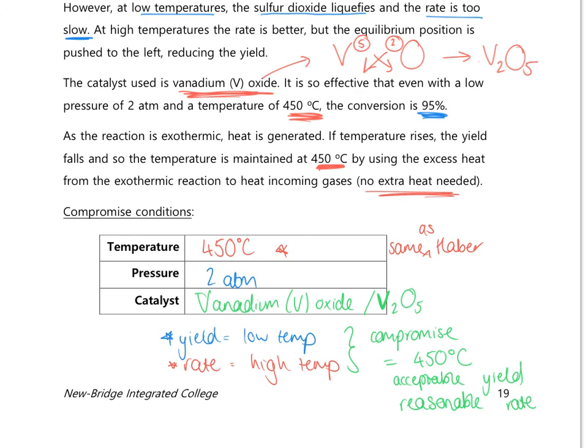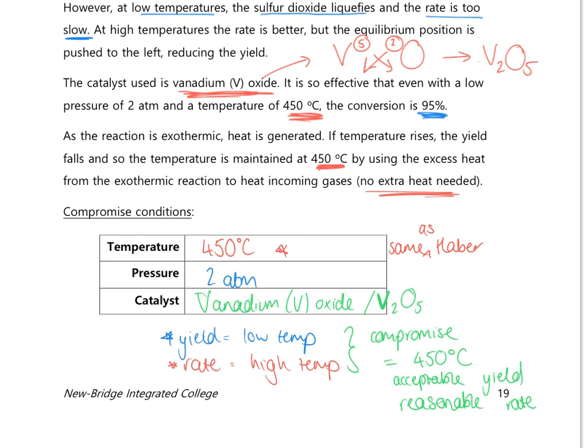The pressure for Haber is 200 atmospheres. For this it's 2. And then obviously your catalyst is going to be different for each. So you need to know your conditions for your Haber process and for your contact process, and understand that it's a compromise between yield and rate, particularly in terms of the temperature. Yield is increased by a low temperature, rate is increased by a high temperature, so we've got a compromise between the two. That is our topic of equilibrium finished at long last, and well done for sticking with it.